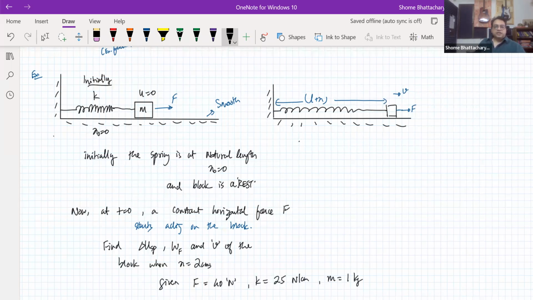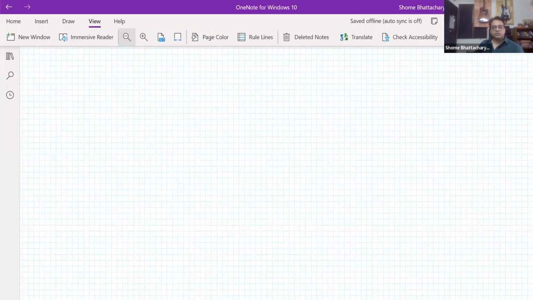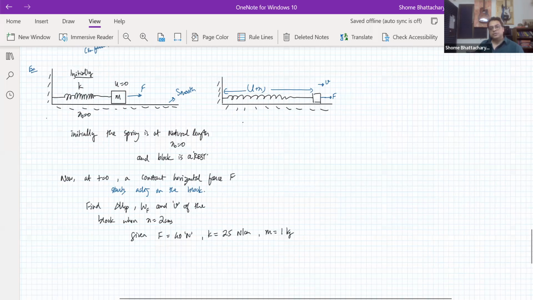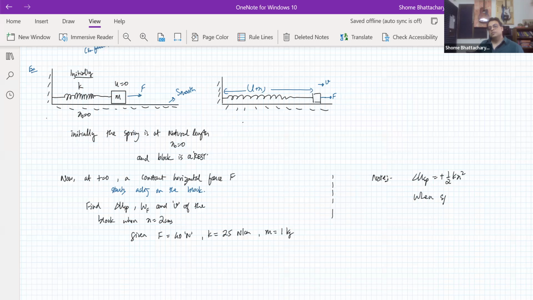So we will look at two options that we have to find out all these things, I mean, that is to find out the speed. For delta U of the spring, we'll directly use the formula that we'd seen earlier. That will be half kx square when the spring is extended from x equal to 0 to some x equal to x. This we have seen before.